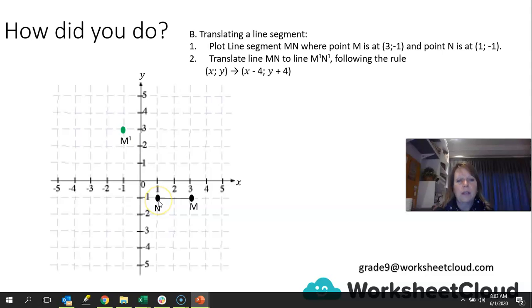We're going to do the same thing for N. So we go 1, 2, 3, 4, 1, 2, 3, 4, and that is where our N1 is. And remember, those two are just points, so we have to join the lines. Does it look exactly the same? The gradient is the same, so yes, MN has been mapped onto M1N1.